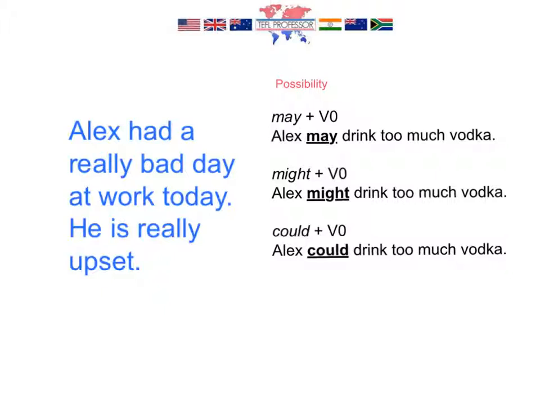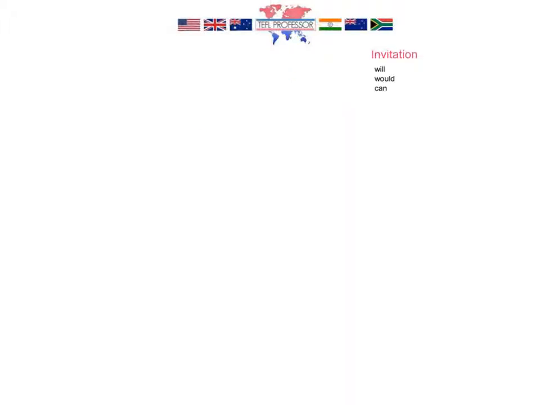So Alex may drink too much vodka. Alex might drink too much vodka. Or Alex could drink too much vodka. Again, none of them are stronger or weaker than the other. They're all about 50-50. We're merely saying that these things are indeed possible. Next one is invitation with will, would, or can.